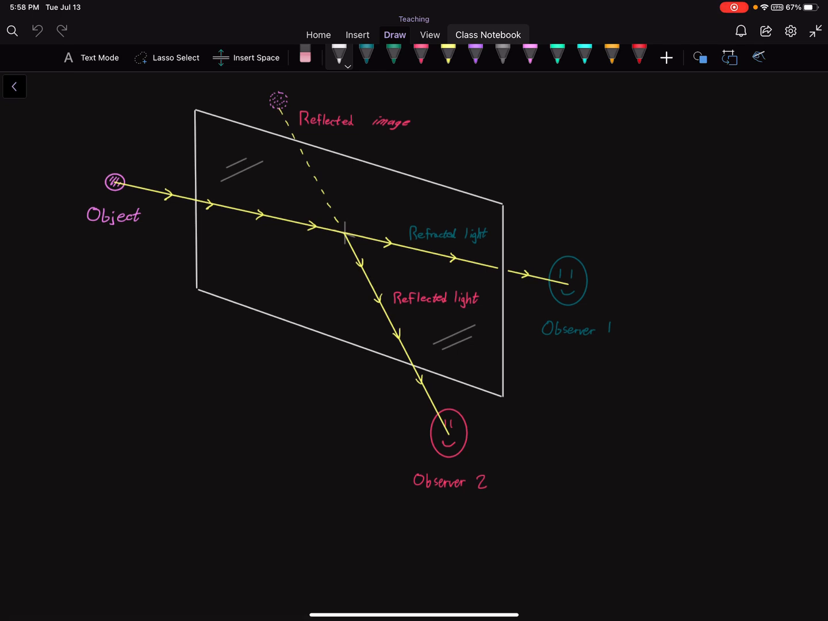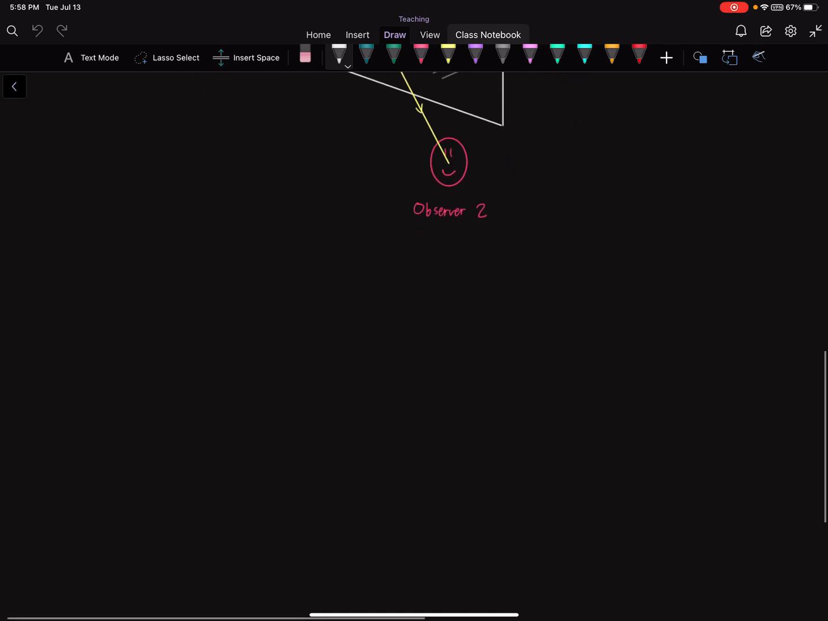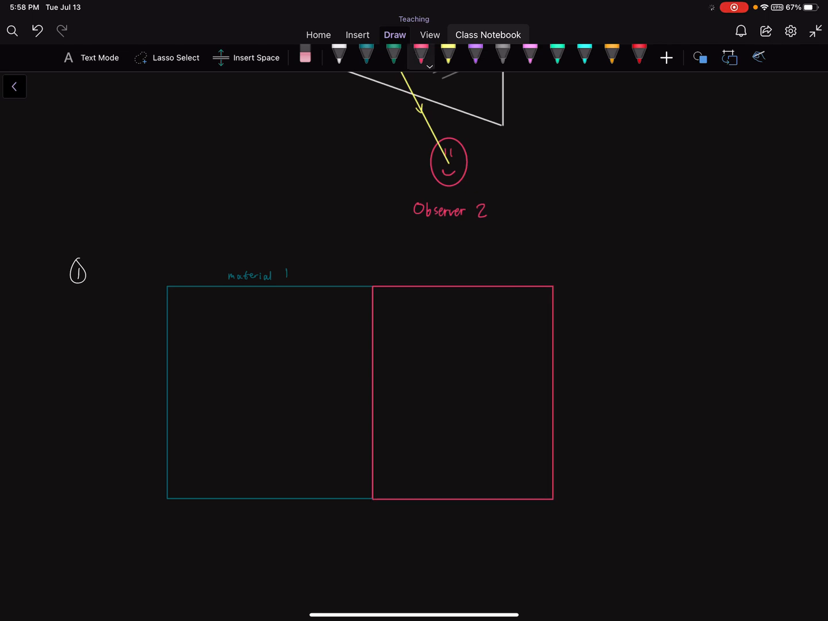So regarding both reflection and refraction, the following statements can be made. The first statement is that the incident, reflected, and refracted rays and the normal to the surface all lie in the same plane. So if we have a region here, which is, we'll say, material 1, and we have another material here, side by side, and we have some rays here.